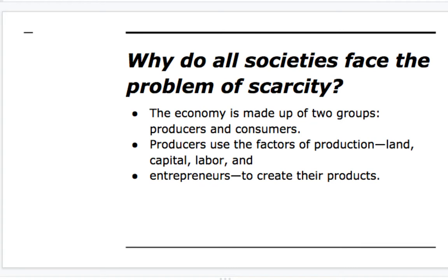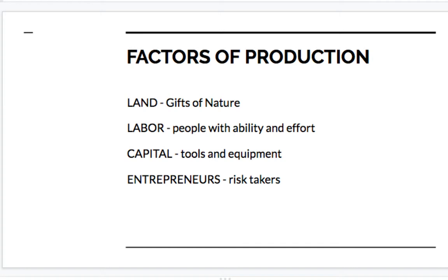The economy is first made up of two different groups. You have producers and you have consumers. Producers are the people who make the items, and consumers are the ones who use or consume those items. Producers, for instance, use the factors of production, which is land, labor, and capital. Entrepreneurs also are part of these producer groups, and they're the people who create their different products.